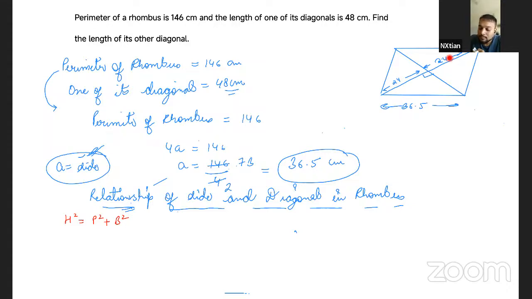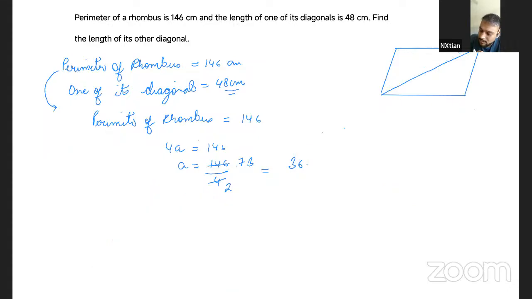Understood? So now I use the property of the Pythagoras formula because it's making a right angle triangle. This is a right angle triangle, no? So I just simply solve it. So h square is equal to (d1 by 2) square, which is 24, and (d2 by 2) square.